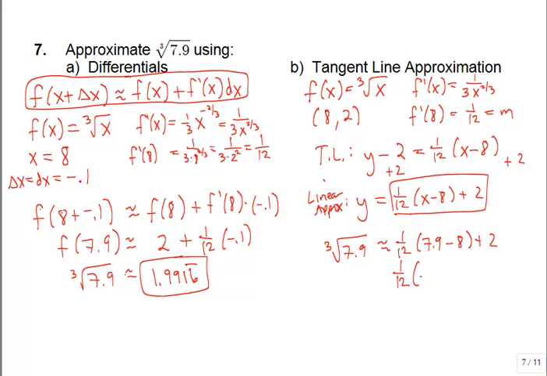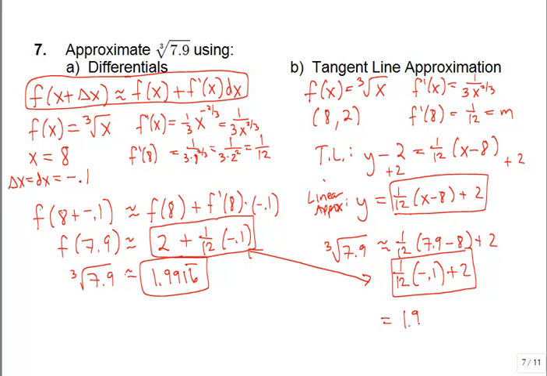Now when we go to simplify this, look at what it turns into. 7.9 minus 8 is negative 0.1. So this calculation right here is exactly the same as this calculation right here. The only difference is that over here we plugged in that delta x, or that dx, directly, versus in the tangent line approach we actually plugged in 7.9 to figure out what that change in x is. That's the only difference. So these are the same, which means this final answer is going to be the same as well: 1.9916 repeating. Okay?